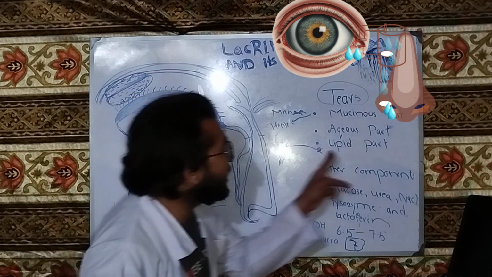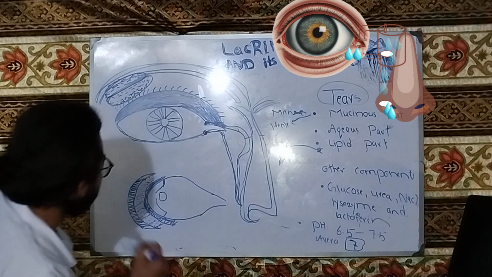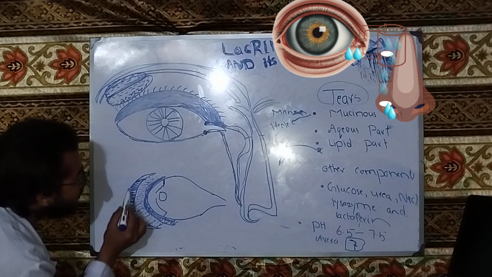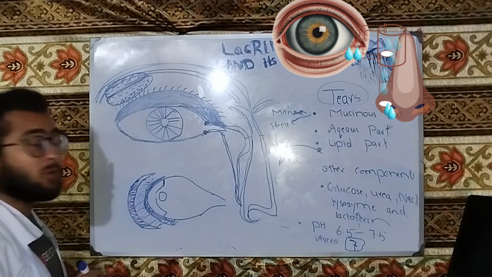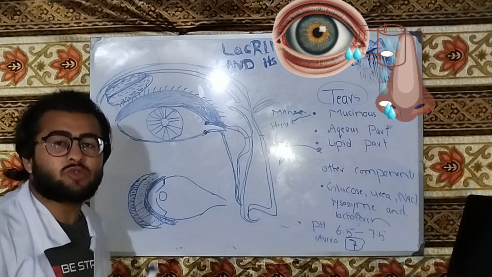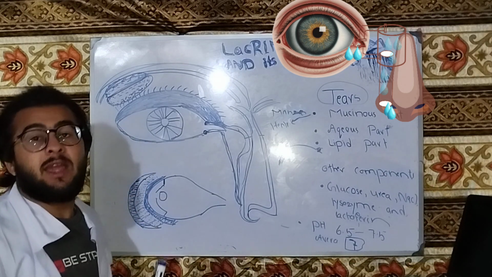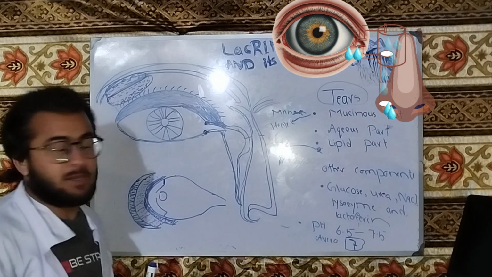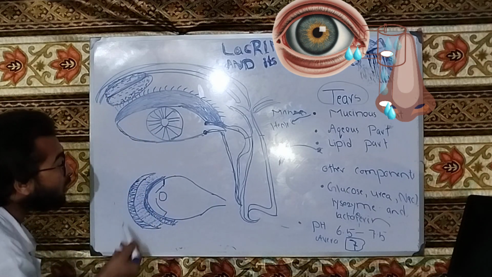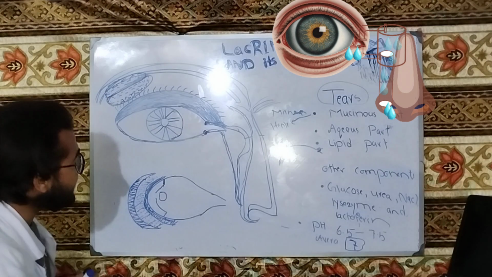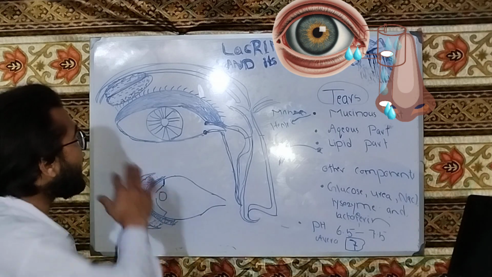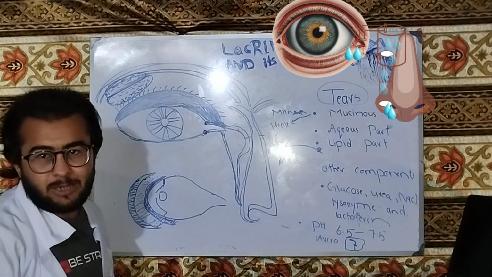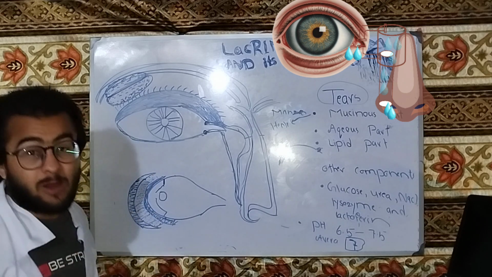The third part is the lipid part. The lipid part is the outermost layer, present above the aqueous part. Its function is to decrease the evaporation of tears and keep the tear film stable. If there is no lipid part, what will happen? The aqueous part will evaporate rapidly, so the cornea will dry up rapidly, and there will be many problems.